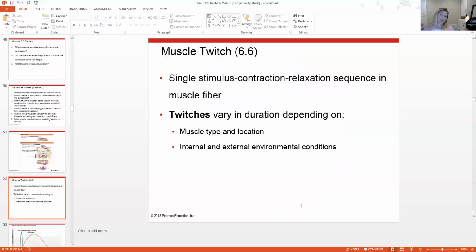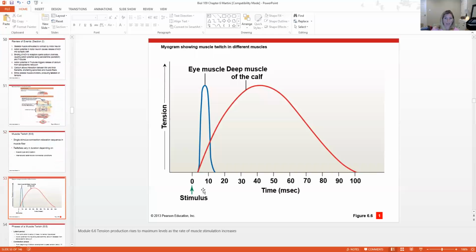Let's talk about some variances here. One's called a muscle twitch. A muscle twitch is a single stimulus contraction-relaxation cycle. You've experienced twitches all the time, right? Sometimes you get that eye twitch or maybe a calf twitch. It will depend on the muscle type and location and external, internal conditions. But if you look at a normal twitch, like a twitch of an eye muscle, it's very, very quick and it's producing a lot of tension very quickly.